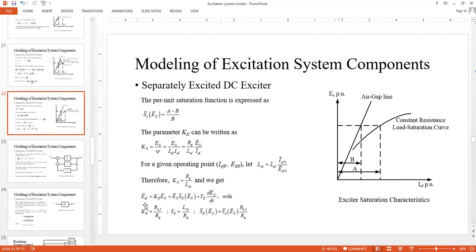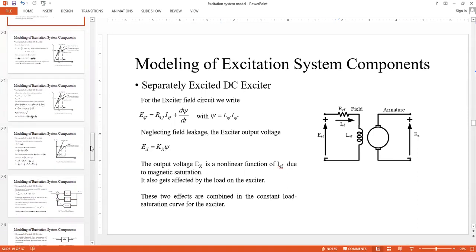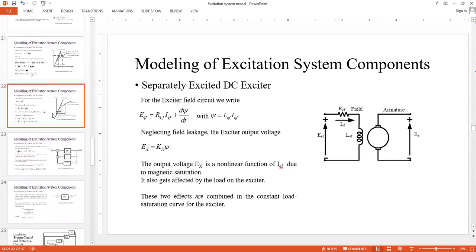So this is the first order differential equation. And the differentiation is done for the output voltage of the exciter, EX. So if we go back to this diagram, EX is the output voltage of the exciter, which is fed directly to the field circuit of the synchronous machine.